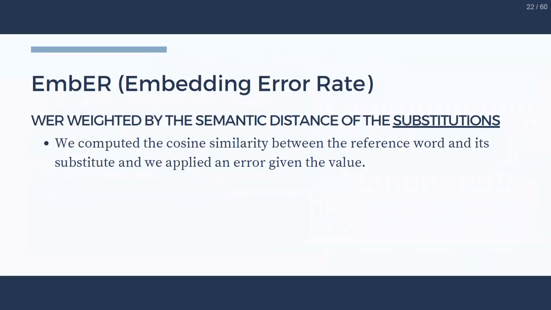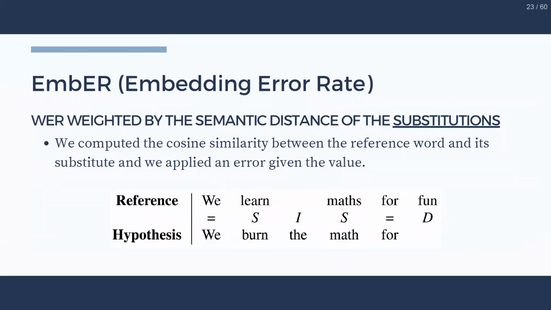For example, we have the embedding error rate, which is a word error rate weighted by the semantic distance of the substitutions. So here, for example, for math and maths, we will compute a cosine similarity between the embedding of the word maths and the embedding of the word math without an S. And if the words are close in the semantic space, we will consider it as a small error with 0.1 instead of 1, like for learn and burn.